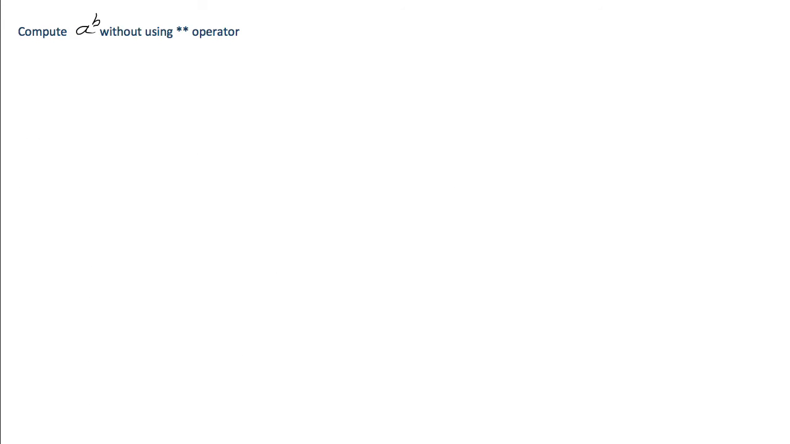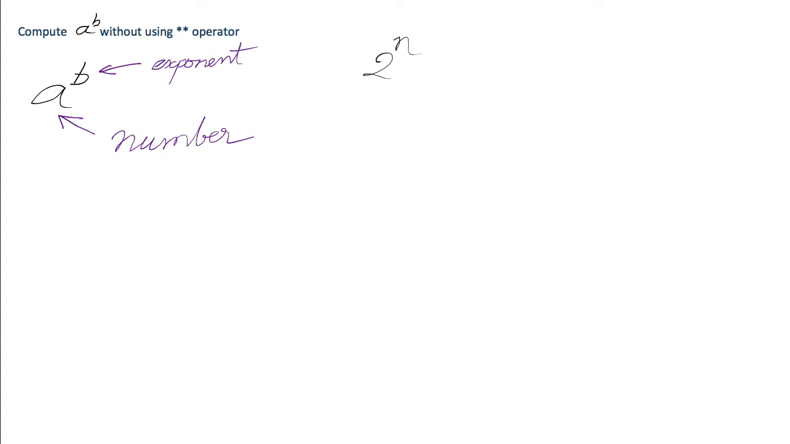Let's write a program to compute a to the power b without using exponentiation operator. In a to the power b, b is called the exponent, and a is the number such as 2, 3, etc. So we can compute 2 to the power n, 3 to the power n, etc. Pause the video now and write the code for iterative solution.